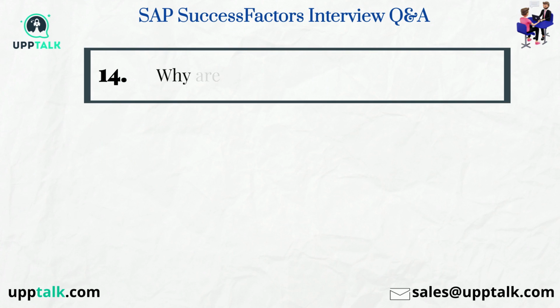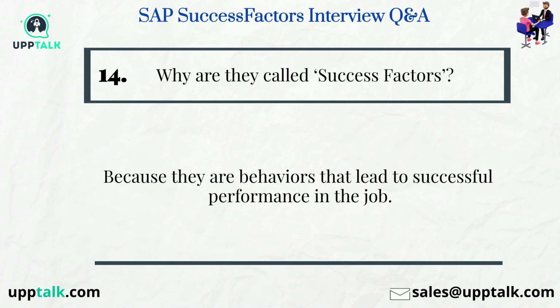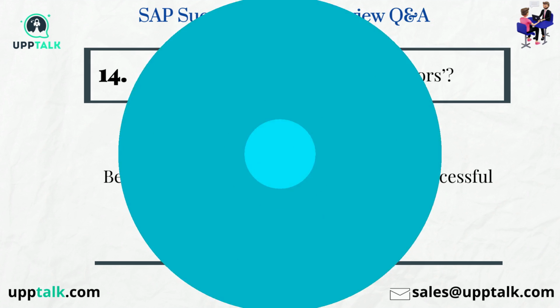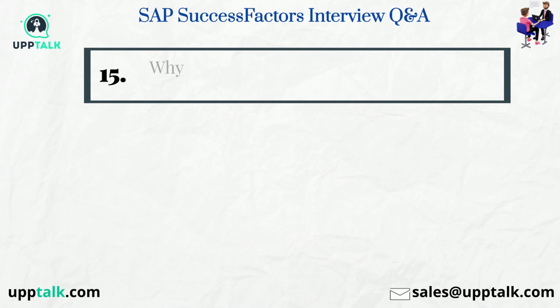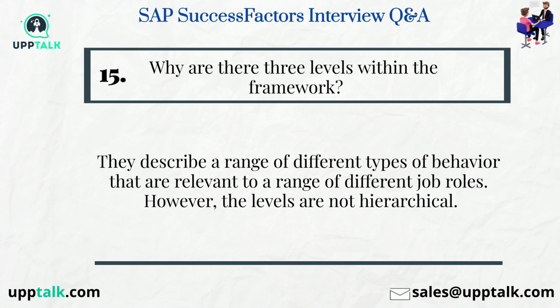14th question. Why are they called success factors? They are called success factors because they are behaviors that lead to successful performance in the job. 15th question. Why are there 3 levels within the framework? They describe a range of different types of behavior that are relevant to a range of different job roles. However, the levels are not hierarchical.